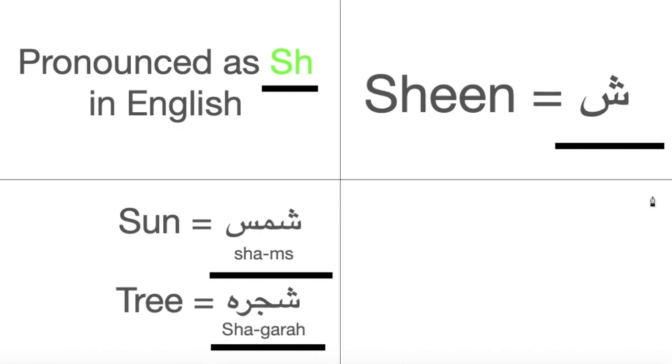How we write Sheen? If you learn how to write Seen, Sheen will be very easy for you. So remember those 2 small curves here, and the last one is the biggest one. Then we put 3 dots on the top.